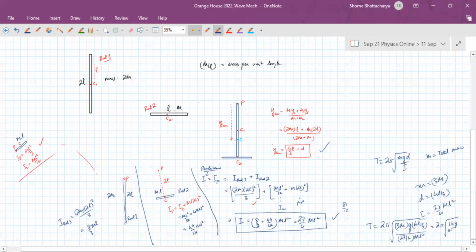And sir, it will be I by mgd. Hmm? Yeah, I upon mgd. Omega square is mgd divided by I. So time period is 2 pi by omega. So this term is to be inverted.